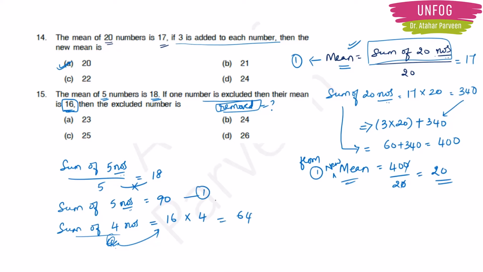Let this be 1 and let this be 2. Now you have the sum of 5 numbers and the sum of 4 numbers. You have to subtract them. Then you will get the excluded number. Correct? So excluded number is equal to 1 minus 2, 90 minus 64. That will give you 26. So this was the excluded number. So option D is the right answer.